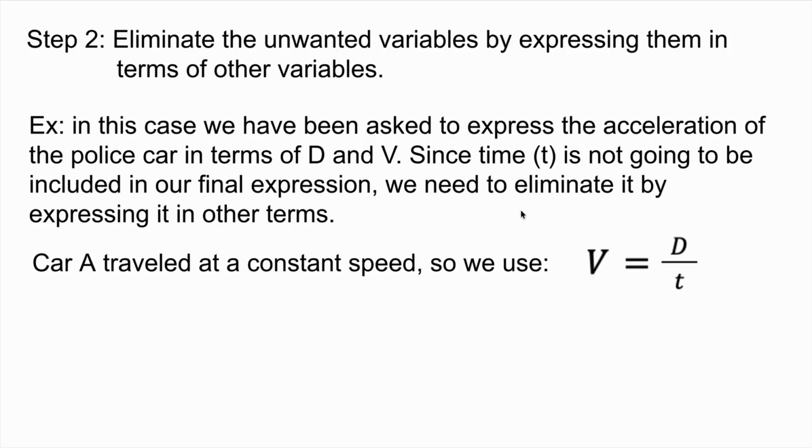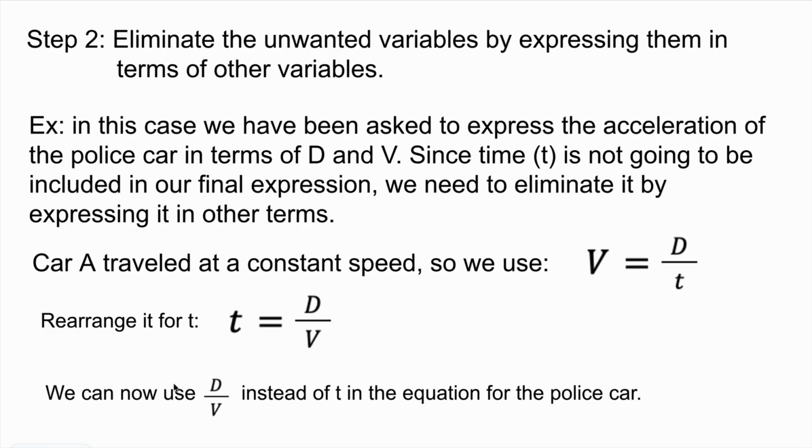First of all, both vehicles traveled for the same amount of time. The time it took the police car to catch up with the other car is the same amount of time that the car was traveling. So I'm going to take the equation for car A and simply re-express it for t. I'll just rearrange it this way. Now I know that t is equal to distance over velocity. I can now use distance over velocity instead of t in the equation for the police car, and that's going to make things a lot easier for me.